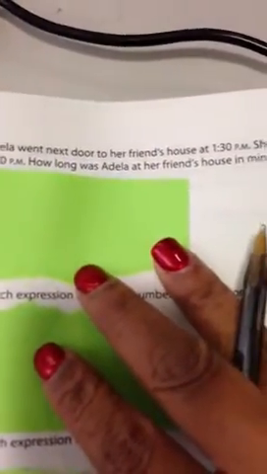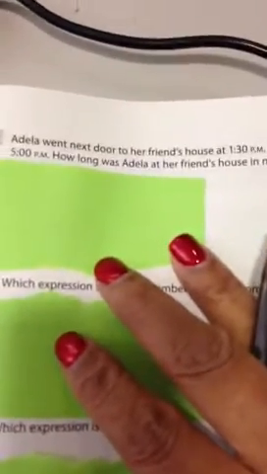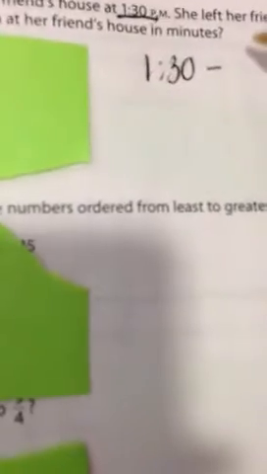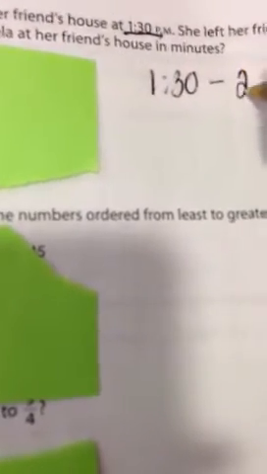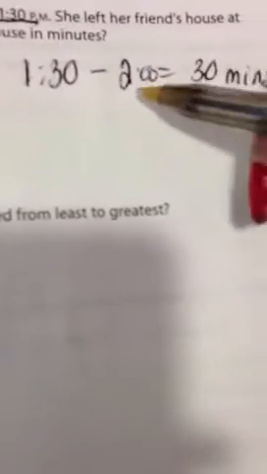Adele went next door to see her friend's house at 1:30. She left her friend's house at 5 p.m. How long was she there? So I'm going to count up from 1:30 to 5. So 1:30 to 2 o'clock is only 30 minutes. That's to 2 o'clock. And how many hours do I need to get to 5? If I add 3 hours, I get to 5 o'clock. So it's 3 hours and 30 minutes.